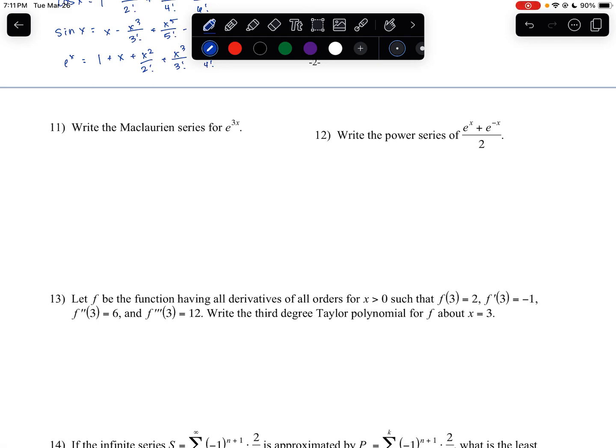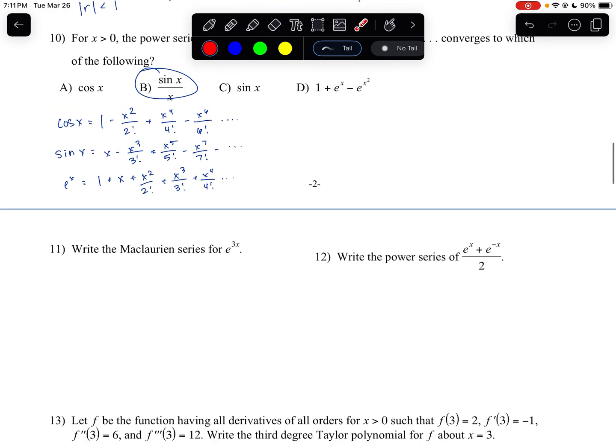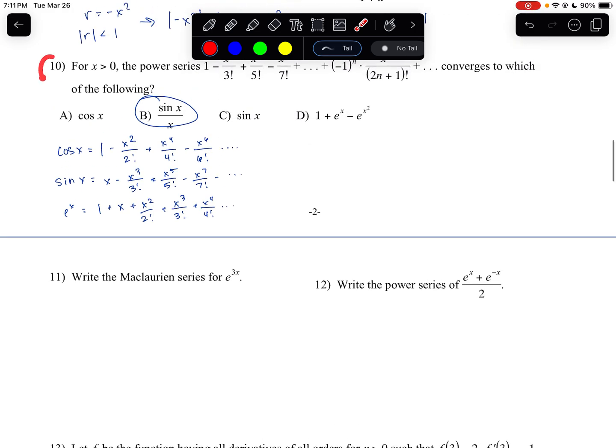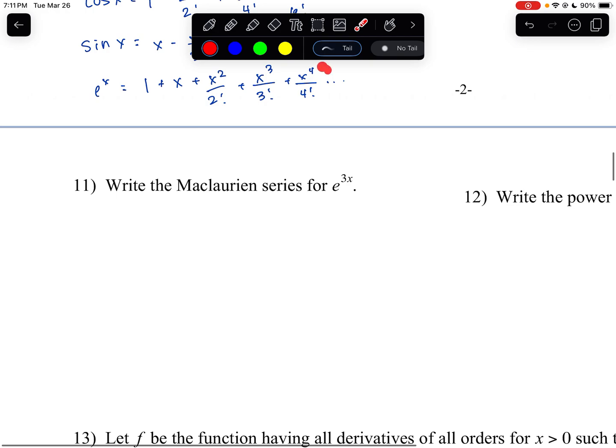Okay, page 3. 11, write a Maclaurin series for e to the 3x. So we're going to be following something similar that was done in question 10. And I do have e to the x written up here. So if I were to write e to the 3x, that's a composition. It's like I'm going to plug in 3x into every x spot that's given here.